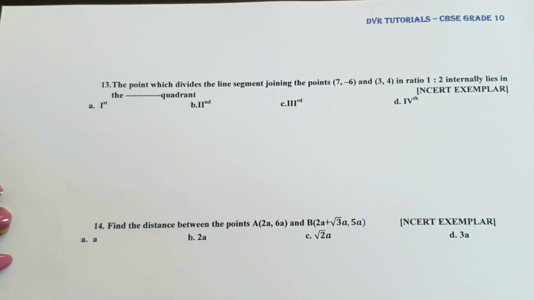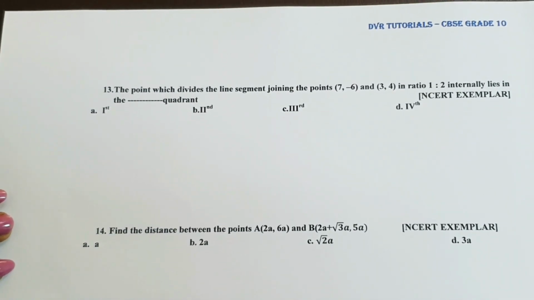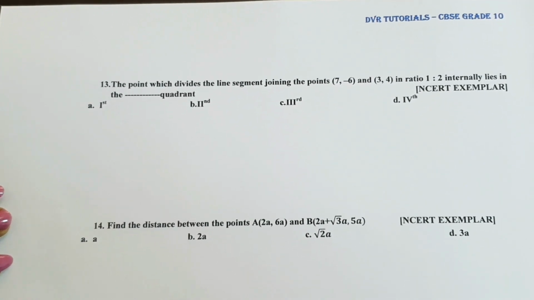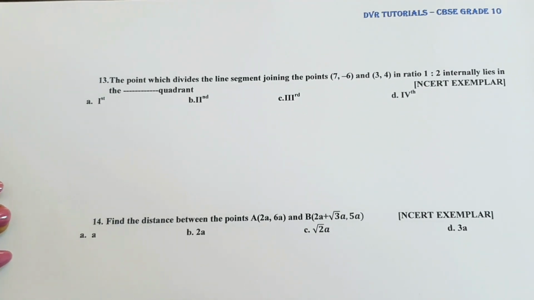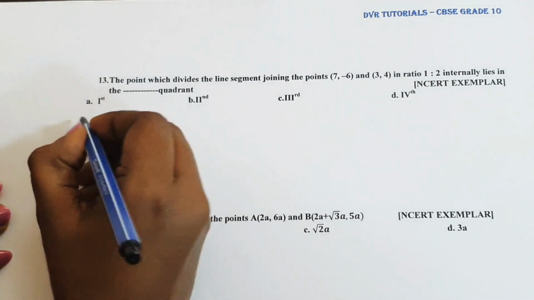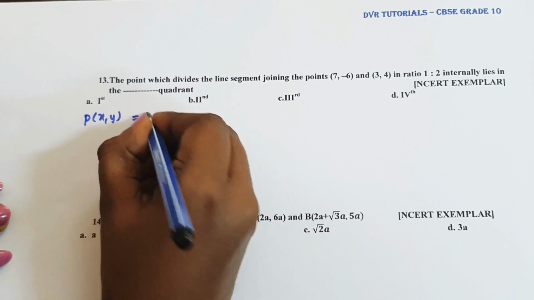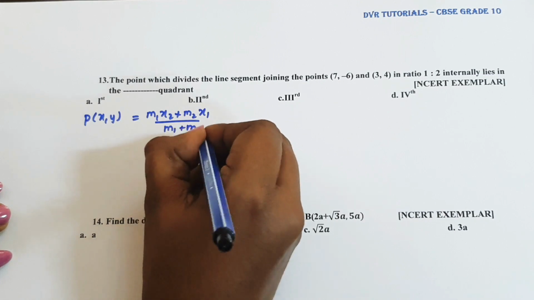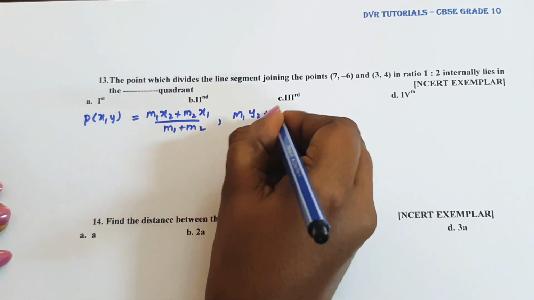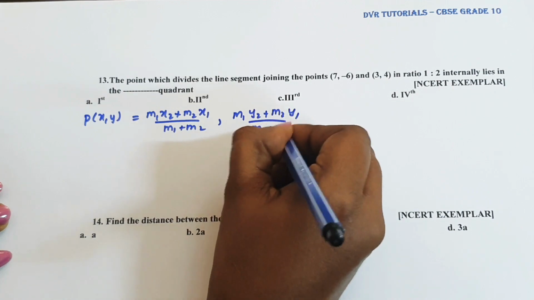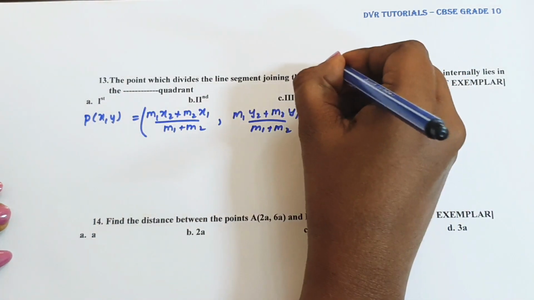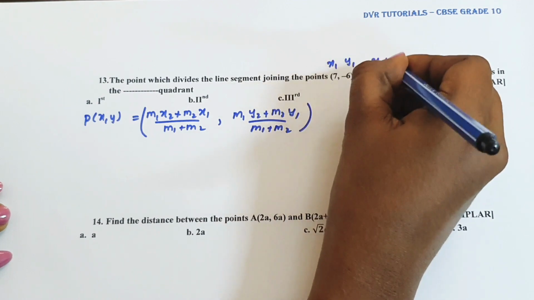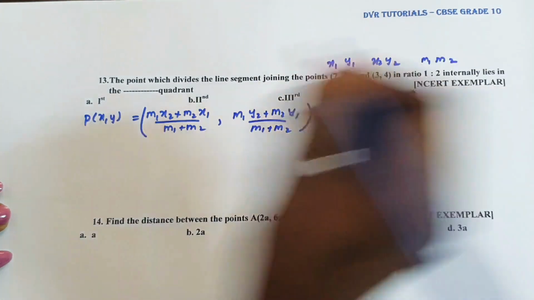Question number 13. The point which divides the line segment joining the points (7, -6) and (3, 4) in the ratio 1:2 internally lies in the dash quadrant. So here we need to find out the value of P(x, y), and then we need to locate which quadrant it will be lying in. So we know P(x, y) is nothing but (m1 x2 plus m2 x1) divided by (m1 plus m2), and (m1 y2 plus m2 y1) divided by (m1 plus m2). So again, for convenience, we will write this x1 y1, this is our x2 y2, this is m1 m2. Now let's put it in the formula.